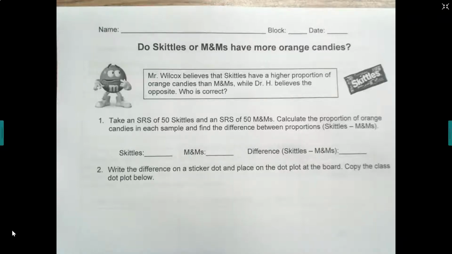Alright, so our scenario is we have two teachers, Mr. Wilcox and myself. Mr. Wilcox believes that Skittles have a higher proportion of orange candies than M&Ms, while I believe the opposite. Who is correct? So I took a sample for us.